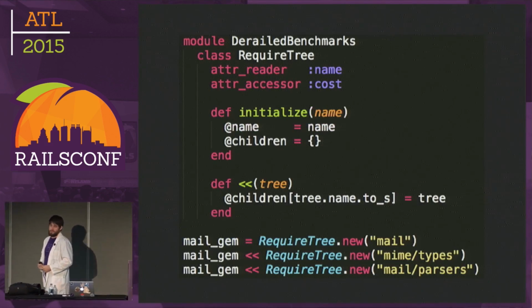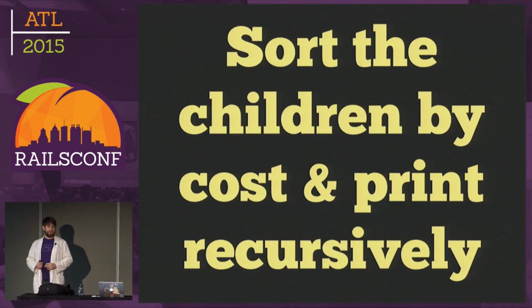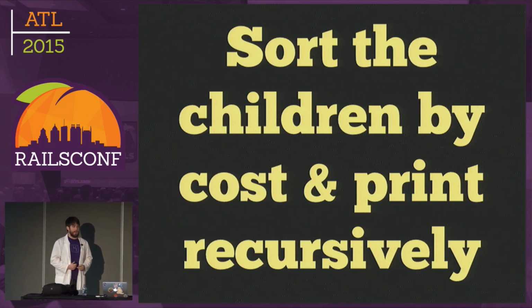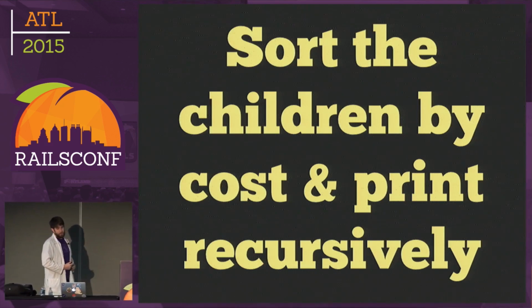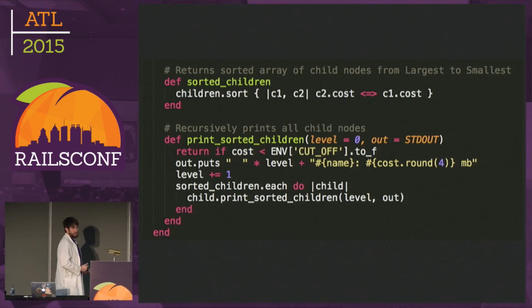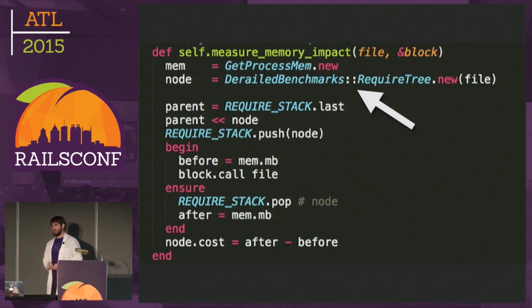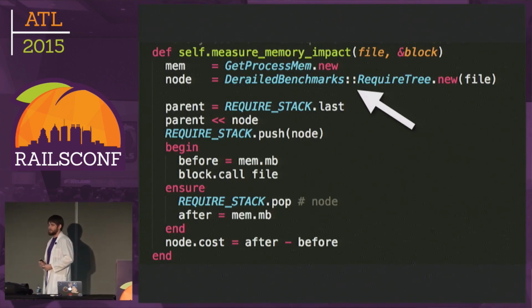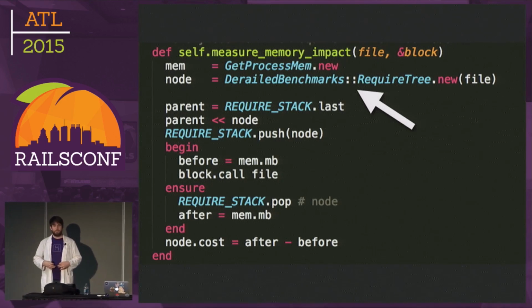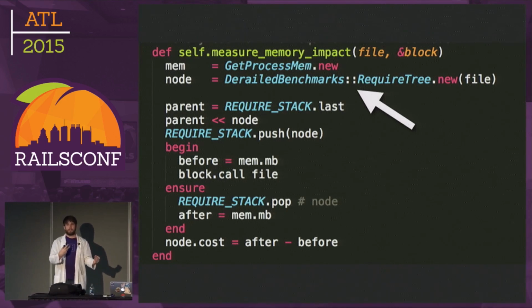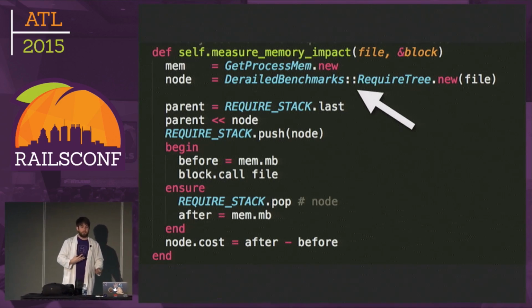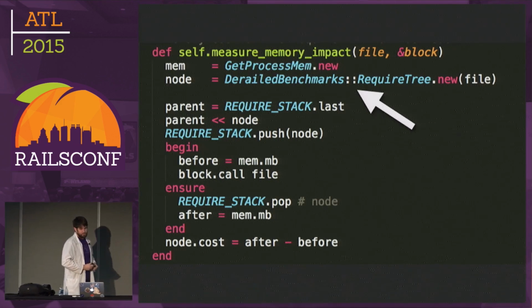We have a tree class that we're going to store these things in, and then when we're done, we can sort the children and print them recursively, something that looks kind of like this. The final process looks like this. We're going to instantiate a new tree node, and this might be mail. So we've already required the application, and now we're going to be requiring the mail gem.